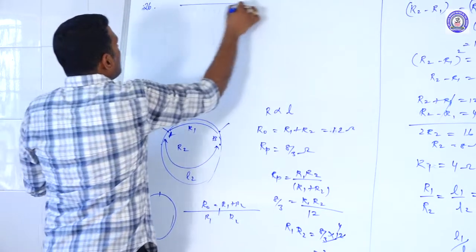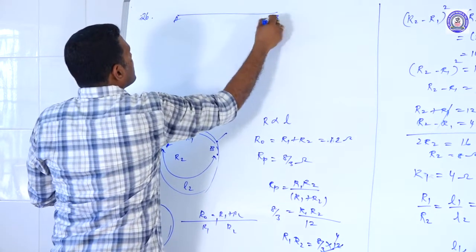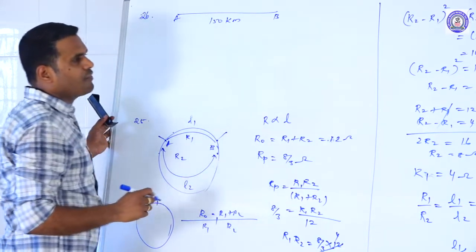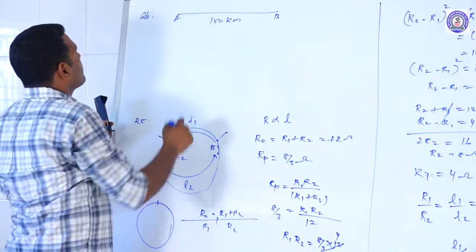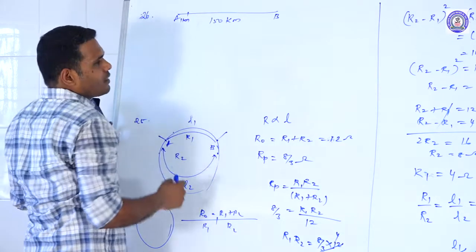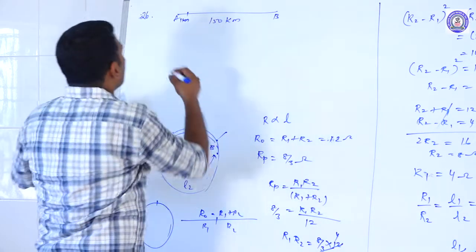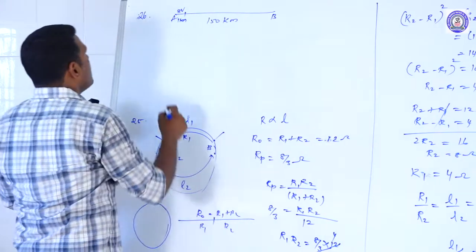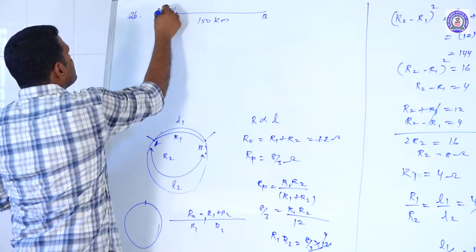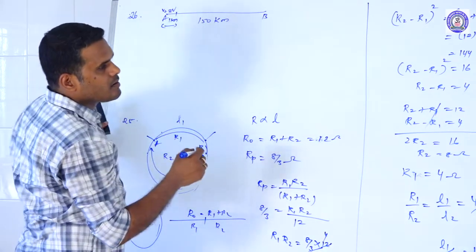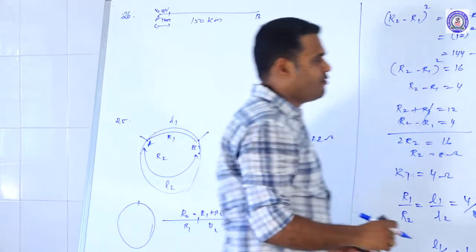Two cities are 150 km apart. You take this, AB, 150 km apart. The resistance per kilometer, this is 1 kilometer. The potential drop per kilometer is 8 volt. And the resistance per kilometer is 0.5 ohm.